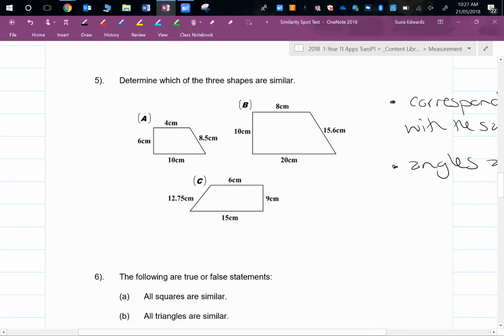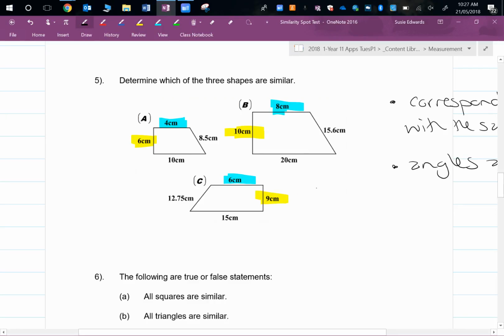So let's look at A and B. Where are some corresponding sides? What's the corresponding side to the 4 centimetres here? 8 on that one. And what's corresponding on C? 6. Okay. And then let's try another one as well. So let's go with the 6. What's corresponding to the 6? 10 and 9. All right, so we'll start with them. If we need to, we'll keep moving.